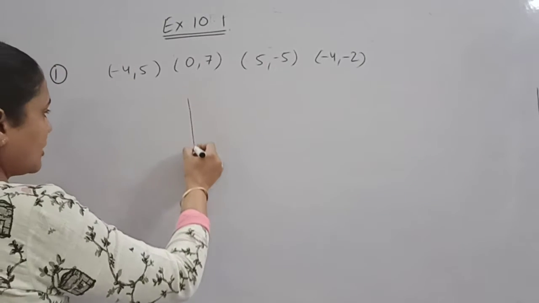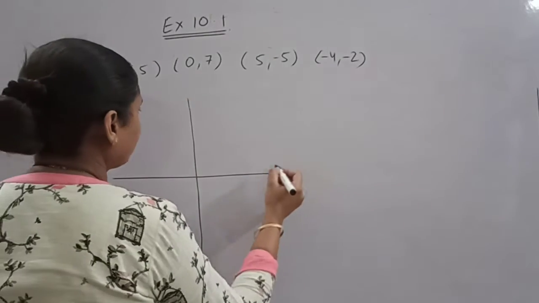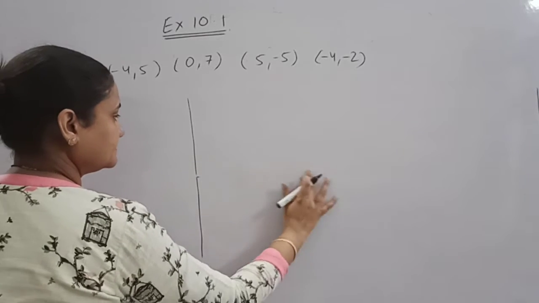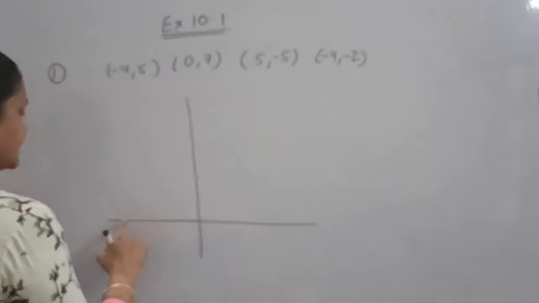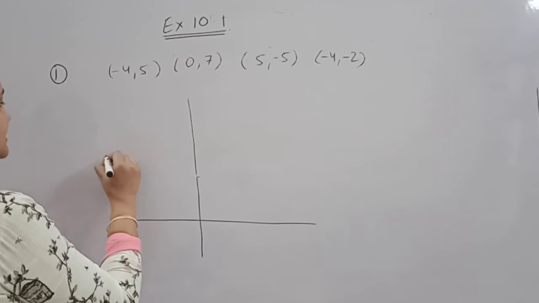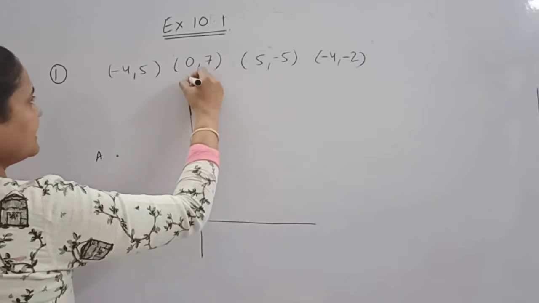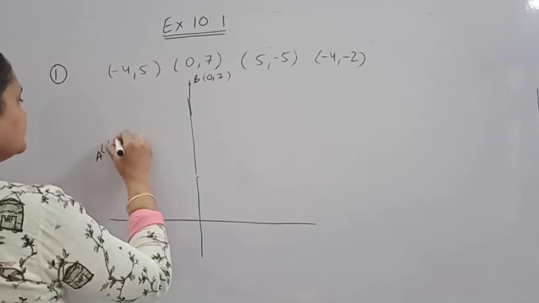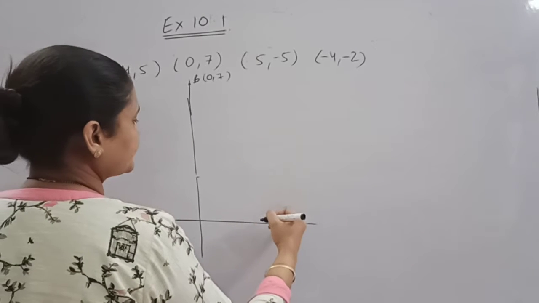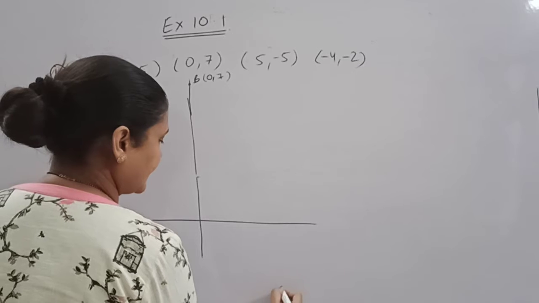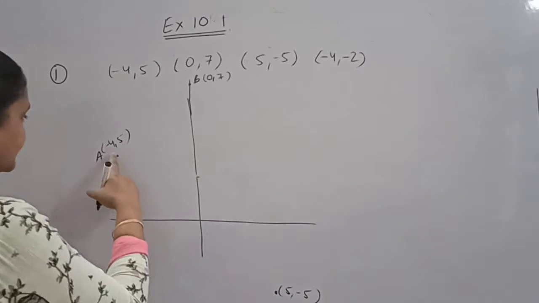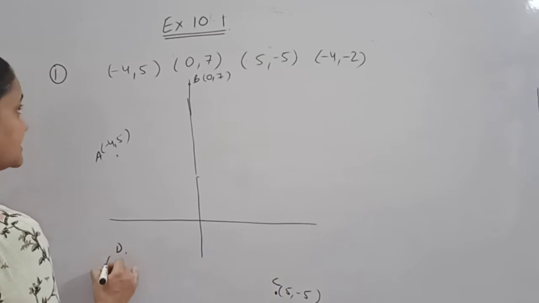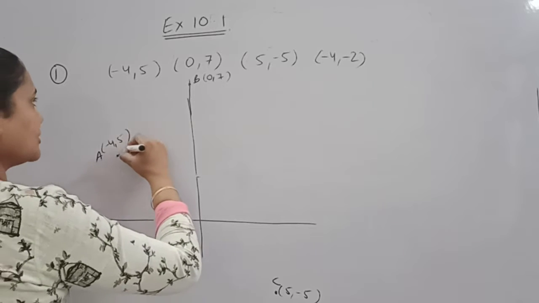So first of all, you plot this quadrilateral. Rough plot. इसको थोड़ा और नीचे कर लो. X is minus 4, y is equal to 5. Let this point be here. (0, 7), definitely this point will be here. Then C point, x is 5, y is minus 5. Let this point be here. And D point, minus 4, minus 2. Now join it.